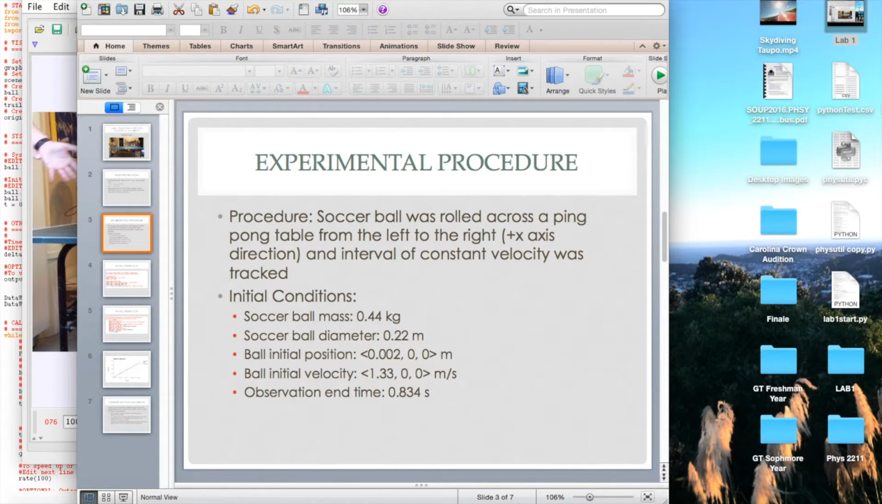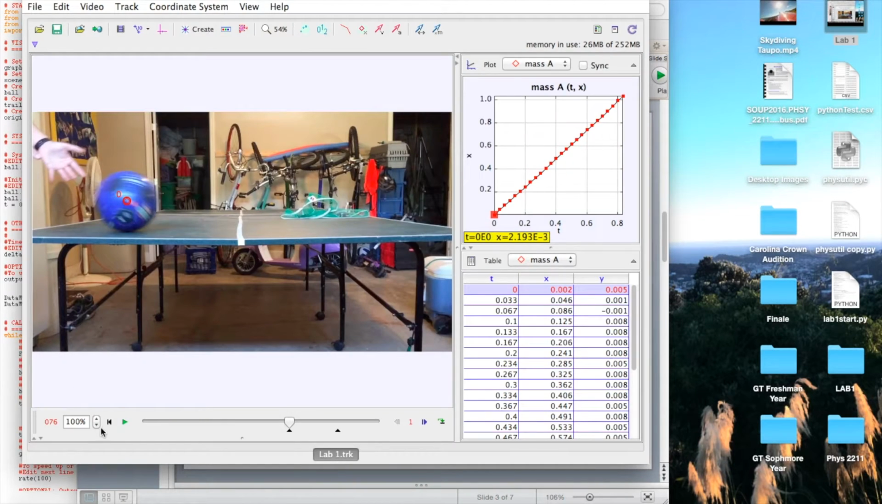Some initial conditions for this lab: the soccer ball mass was 0.44 kilograms, the diameter was 0.22 meters, the initial position of the ball was 0.002 meters. The initial velocity, which we'll show how to calculate later, is equal to 1.33 meters per second, with the observation end time lasting about 0.834 seconds. Here's the ball rolling with the tracker device tracking the 26 data points of motion.